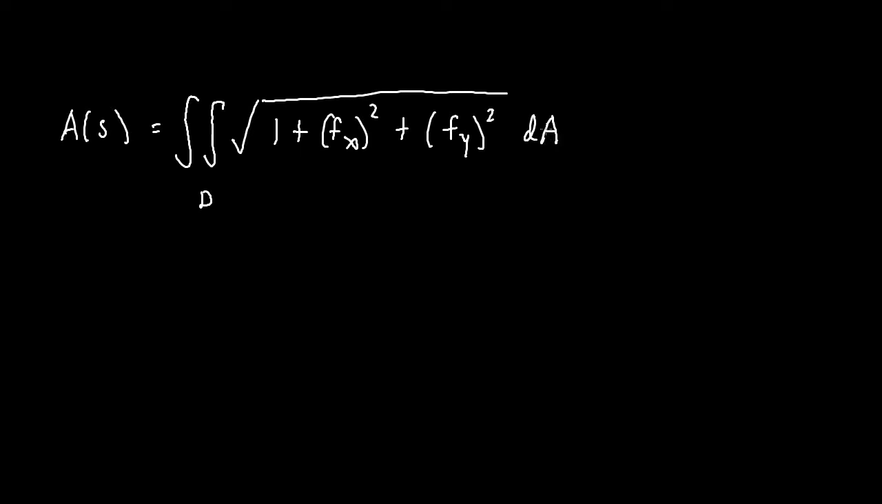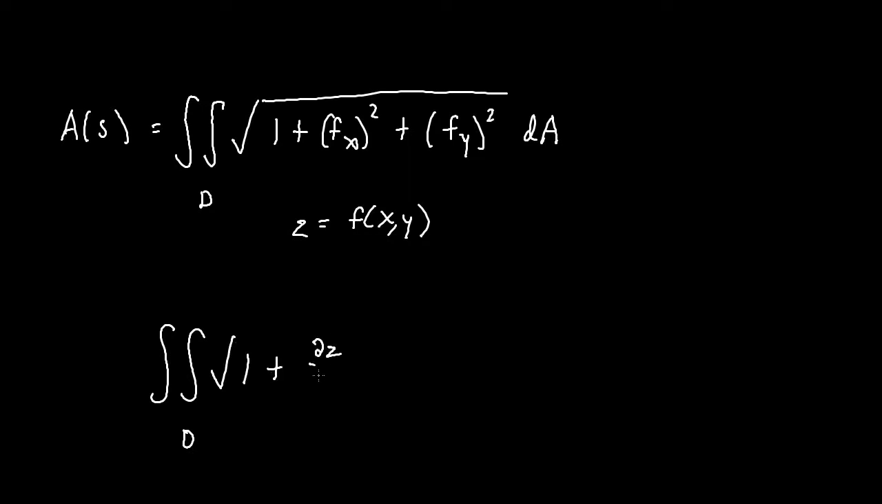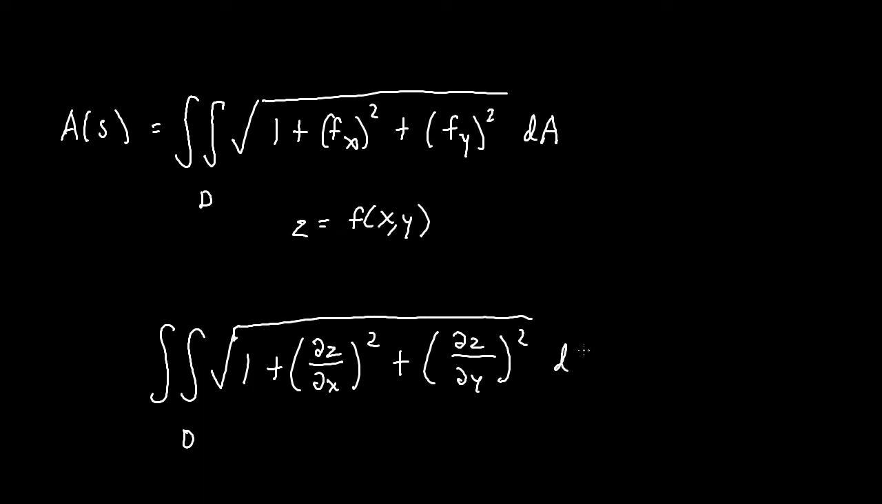Now since most of the functions that will be given to us are in the form z equals some multivariable function f of x, y, then we can also rewrite the formula as the double integral described by region D of the square root of 1 plus the partial derivative of z with respect to x squared plus the partial derivative of z with respect to y squared. And then we have the dA obviously on the outside. So for this next set of problems, let's go ahead and find the area of the surface.